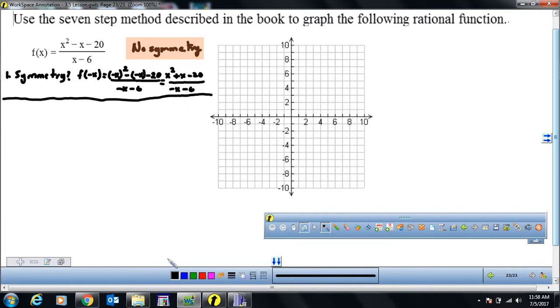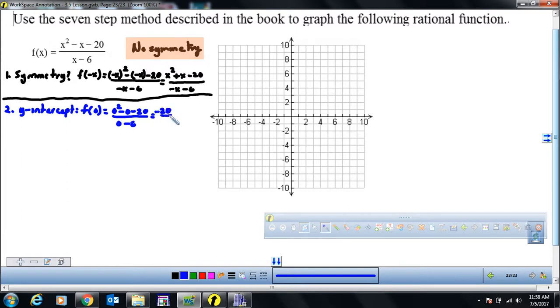Number 2. Second thing that we need to find is the y-intercept. How do we find the y-intercept? By substituting every x with a 0. This is going to be 0 squared minus 0 minus 20, divided by 0 minus 6. So that's going to give me negative 20 divided by negative 6. And we can reduce this to 10/3.